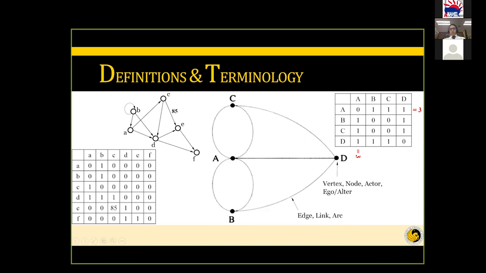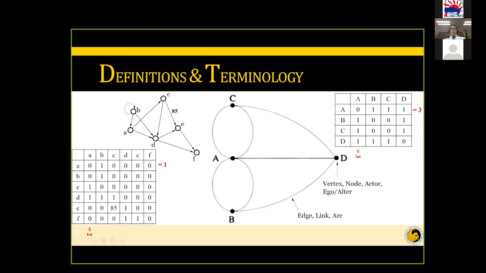So we consider these doubles as 1. It's connected to B 1 time, connected to C 1 time, and then connected to D. So it has a degree of 3. But in the adjacency matrix down here, if you look at A and add them up on the row, we have a total of 1. But in the column, if we add them, we have a total of 2.